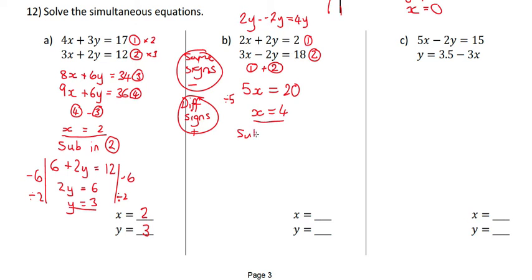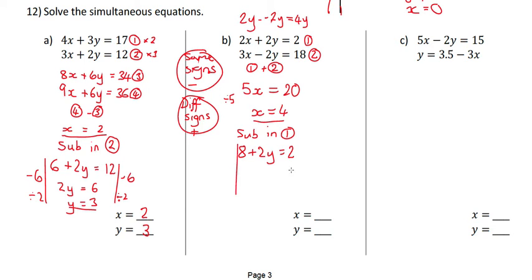Substitute that back into one of the equations. I'm going to substitute that into equation 1, since I only have to times it by 2 then. So 2 lots of x, 2 lots of 4 is 8, plus 2y gives us 2.